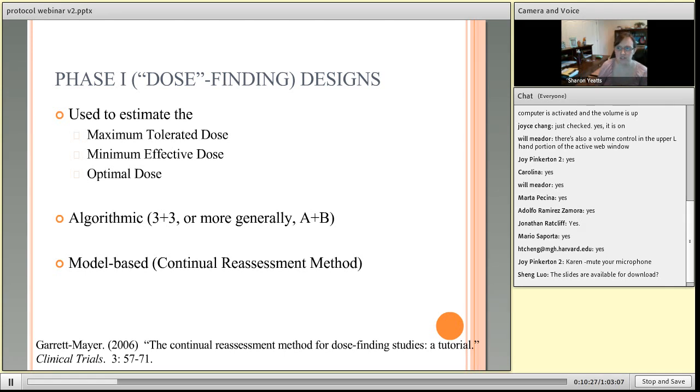But it is also statistically cumbersome, both on the front end and in the implementation, because someone has to be ready to update the model at the end of every cohort. Okay, and depending on how quickly your patient population enrolls or how quickly you need to treat them once you find the patient, that could be problematic.